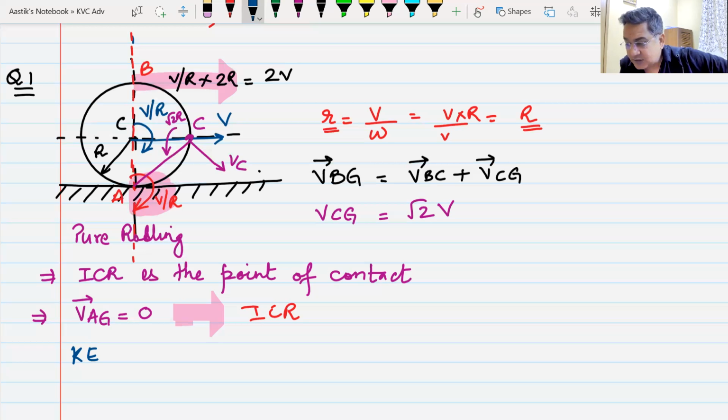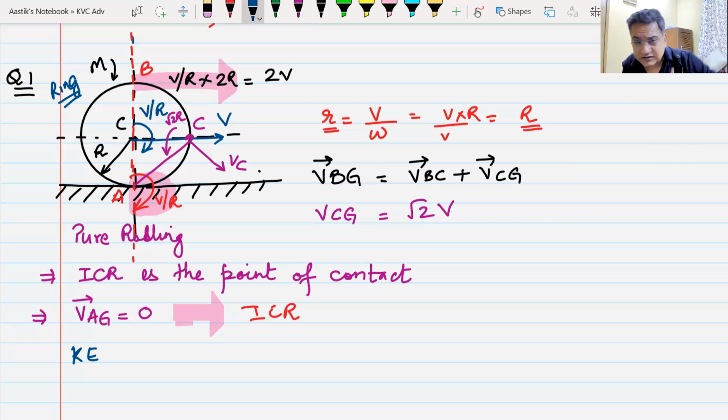What is the kinetic energy of this body? This body is actually rotating about the center of mass. So for that, I have to tell you the mass of this body. The mass of this body is m. It is a disk. No, let me make it a ring, because it's not looking like a disk. So it is a ring of mass m.